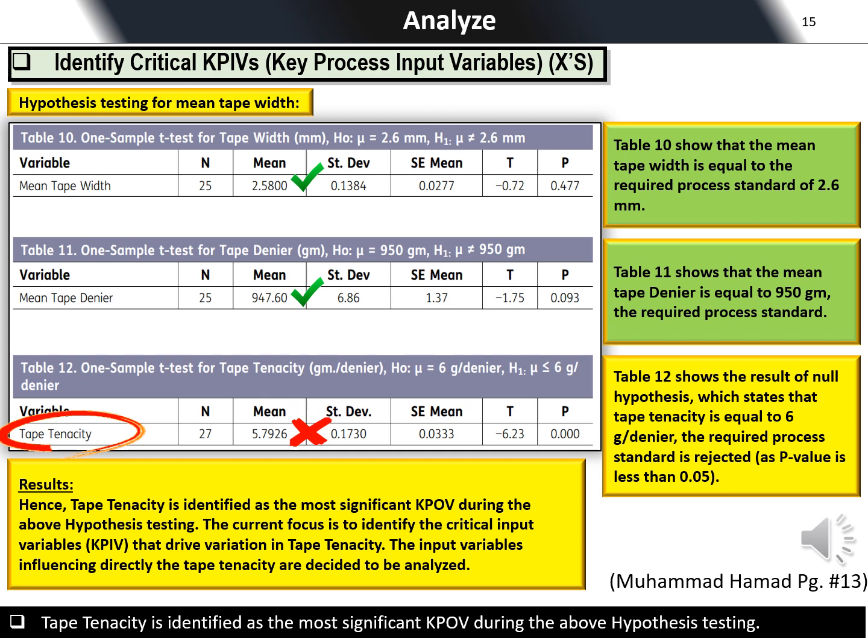The current focus is to identify the critical input variables that drive variation in tape tenacity. The input variables directly influencing the tape tenacity are decided to be analyzed. In conclusion, tape tenacity is identified as the most significant key process output variable during the above hypothesis testing.